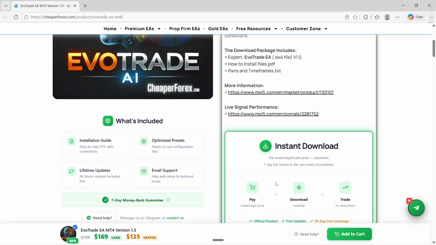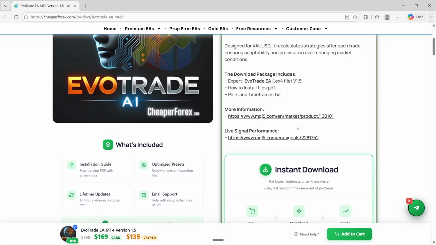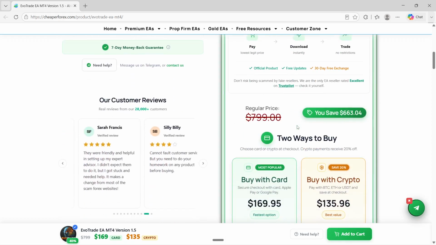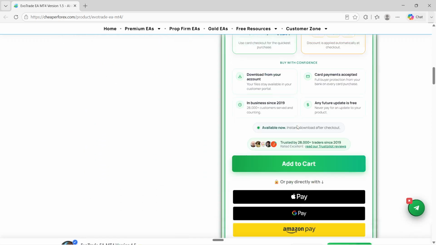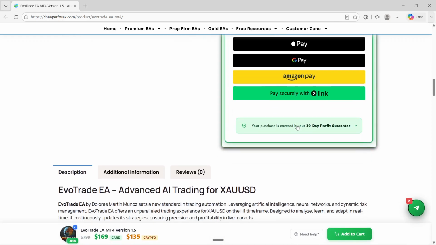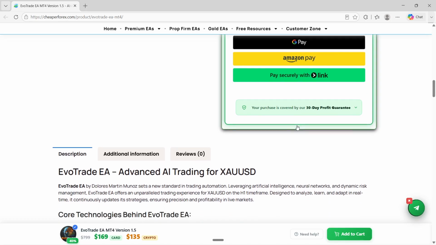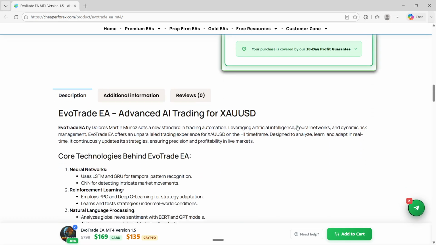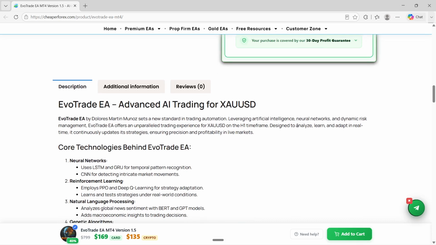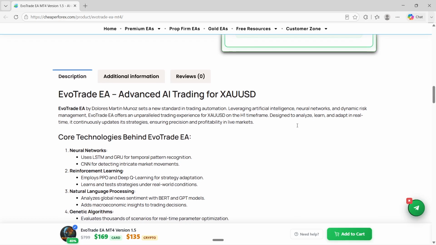Alright, from the website here, we can see that Evotrade is presented as an automated trading system that uses advanced algorithms, sometimes described as computer vision or data analysis based, and is set to adapt in real time. It is primarily associated with gold trading, although some descriptions mention broader capability.